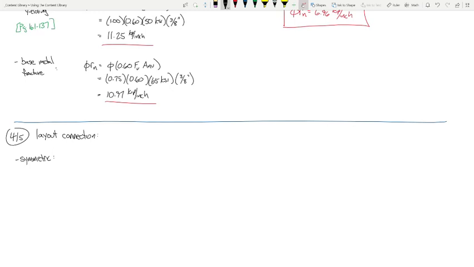Okay? So in order to do a symmetric layout, let's ask what is the length of weld required. The way I'm going to do that is I'm just going to say if I have 150 kips and each inch of weld can supply 6.96 kips, then how many inches of weld do I need for this connection? Let's divide this out. 21.55.